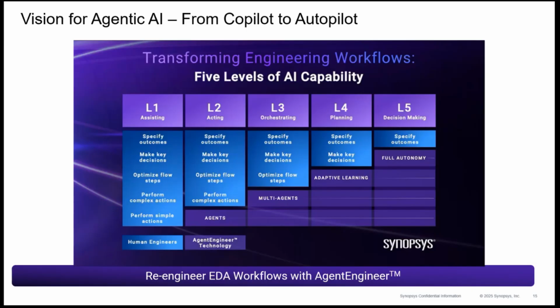L1 is where the human engineers are going to take assistance from the AI agents, like the knowledge assistant or the workflow assistant. L2 is where the human engineers can offload simple tasks to AI agents. And L3 is where slightly complex tasks can be performed by multi-agents. And L4 is where the workflow optimization happens through adaptive learning. And L5 is where it is autonomous, and the decision making for a lot of tasks is handled by the AI agents. And it can also handle multitask complex problems.